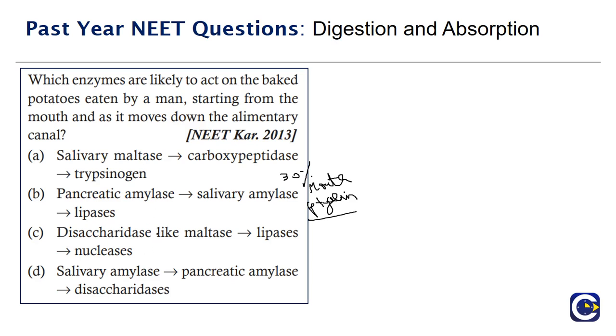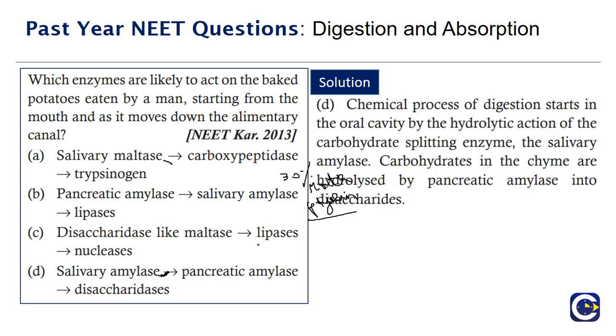So here we consider amylose because it's starch. So the answer is this. And then pancreatic amylase acts, and then disaccharidases act. So through rejection we can easily follow amylase, disaccharidases. Since this is starch, we have to follow amylase only.